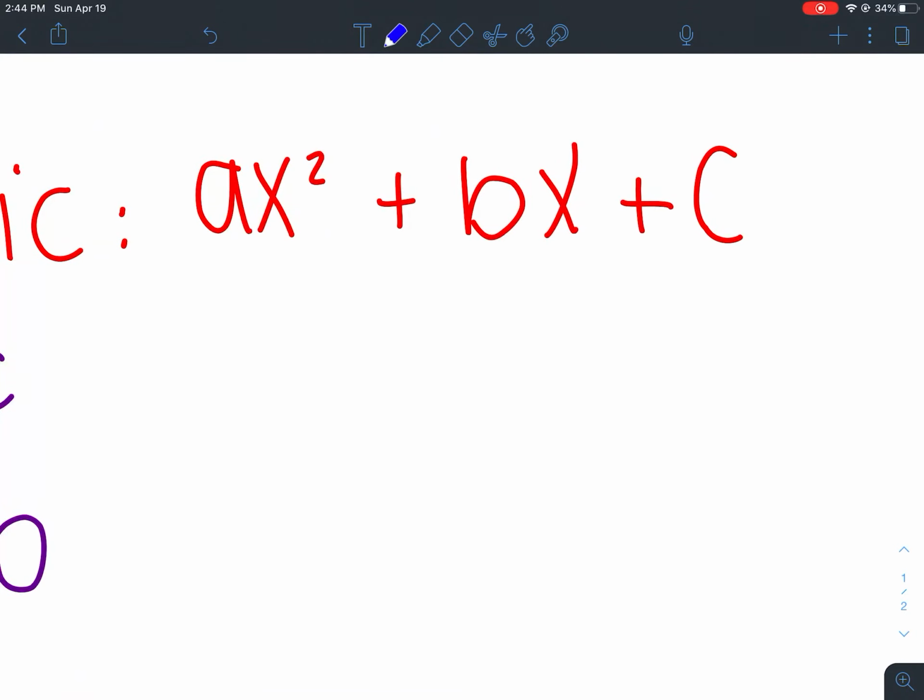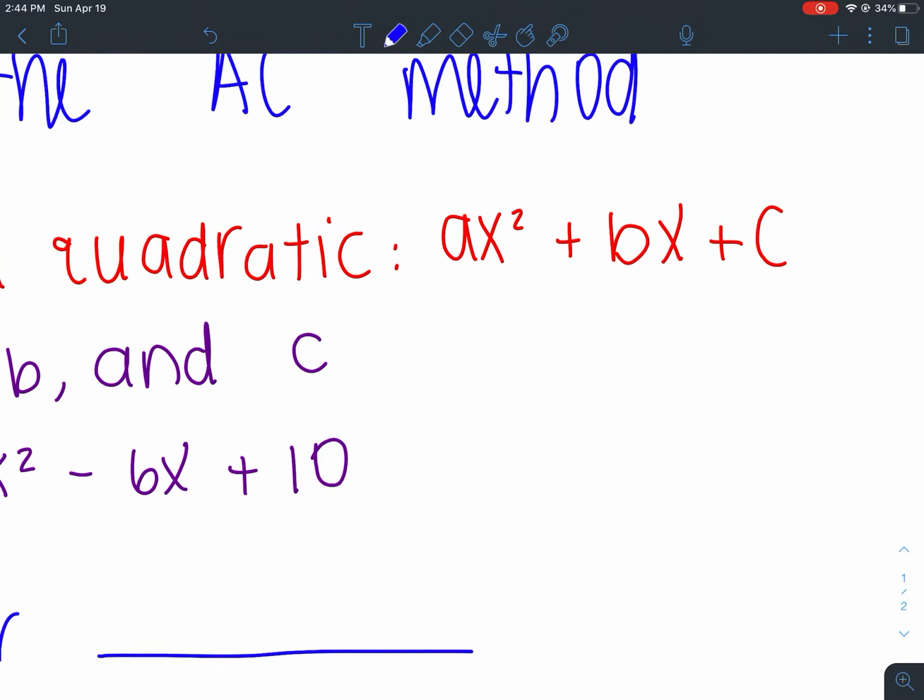Notice how the a is attached to the x squared, b is attached to the x, and c is all by itself, and it does not have any other variables next to it. Now, a, b, and c are all numbers, okay? So you'll always have x's, but the a, b, and c will be filled in with actual numbers.